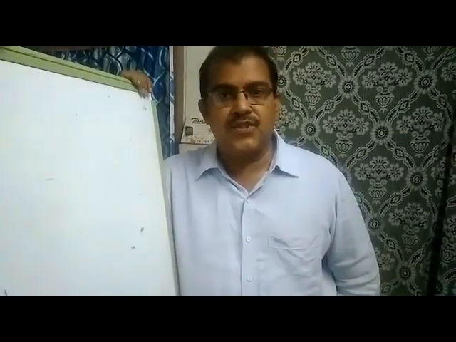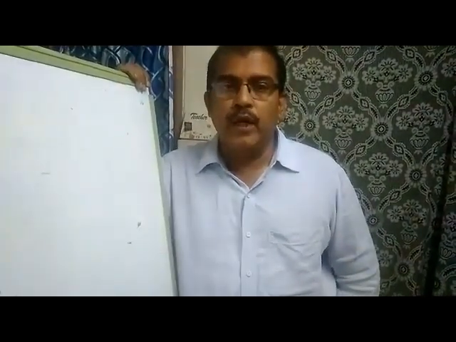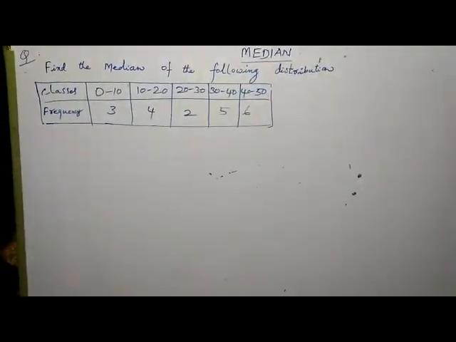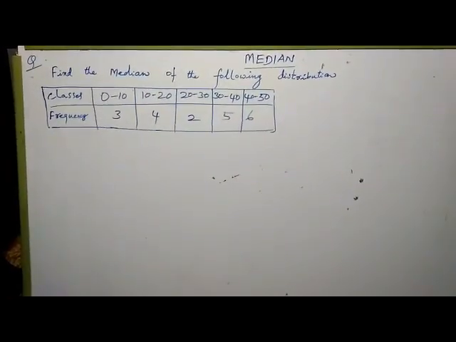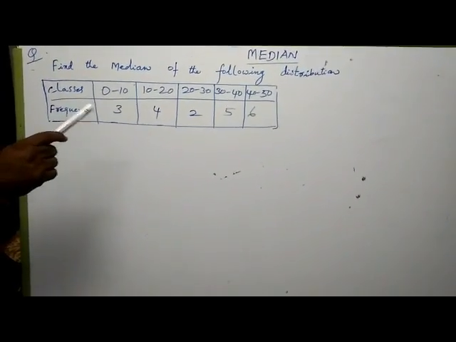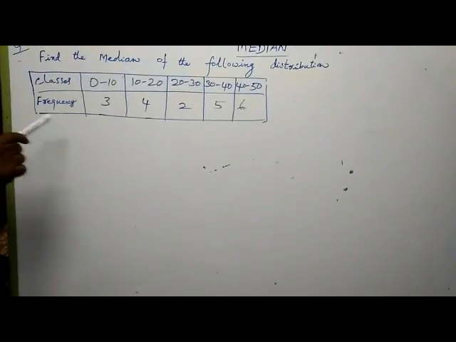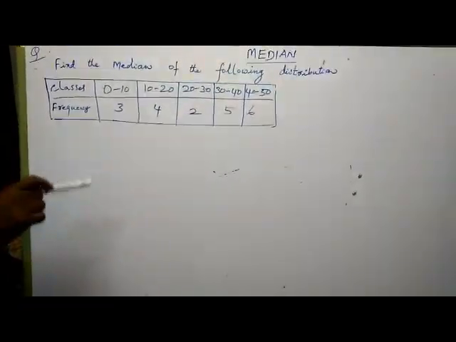In the statistics chapter, we learned mean and mode. Today we are going to learn median. Find the median of the following distribution. Classes: 0 to 10, 10 to 20, 20 to 30, 30 to 40, 40 to 50. Frequencies are also given. This is a continuous frequency distribution table.